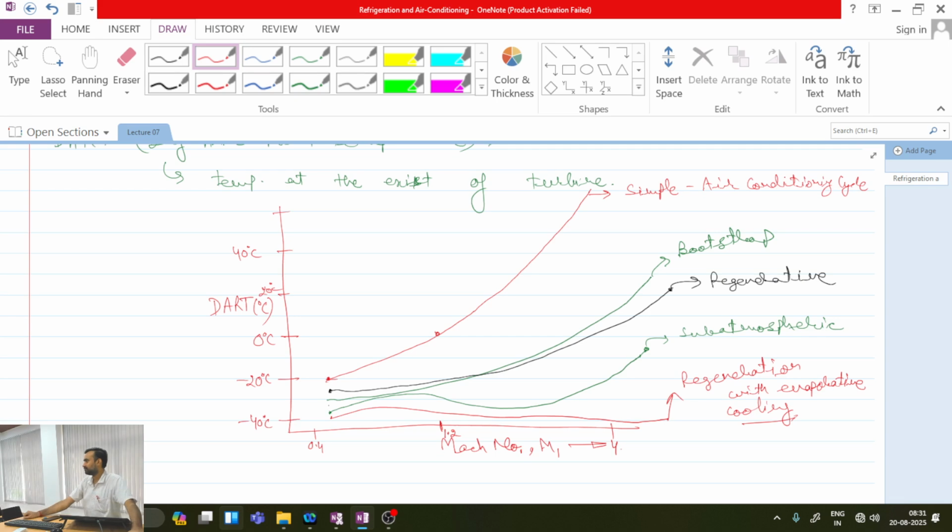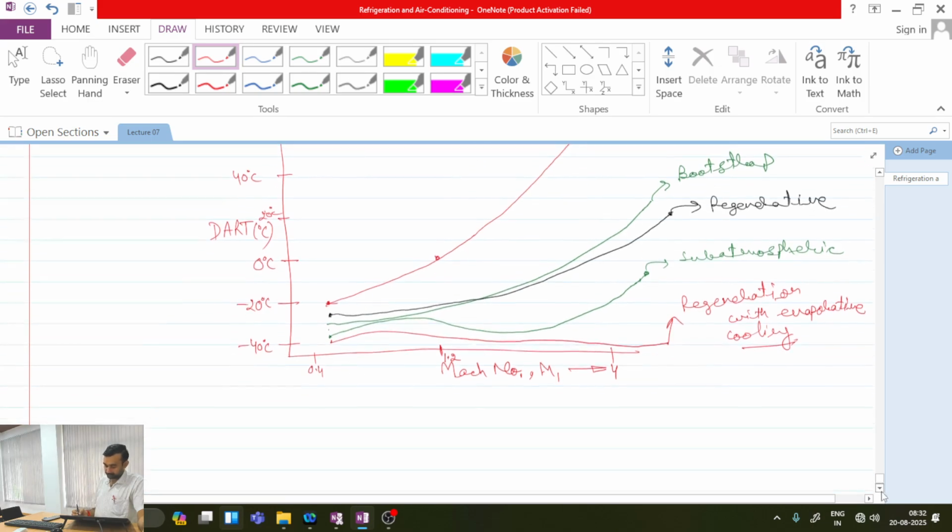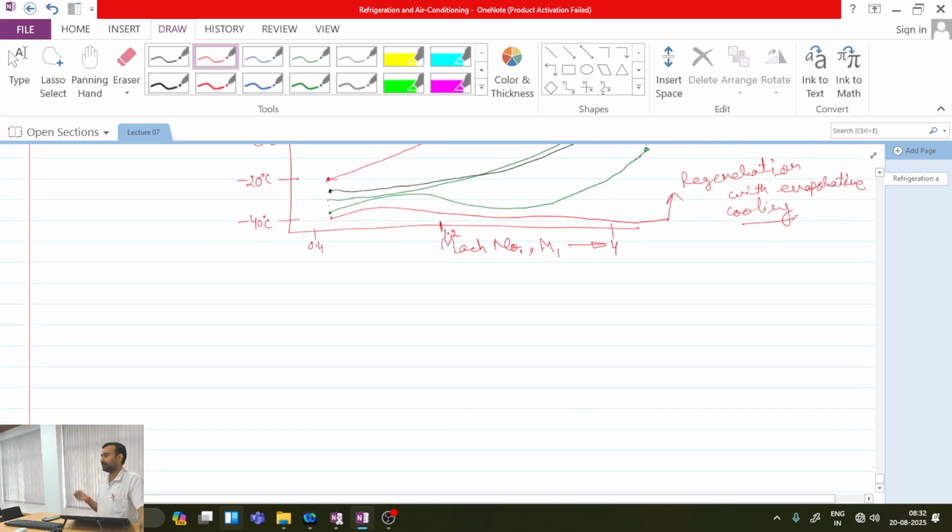Is this one clear? All are clear with this? So this is how you can compare the performance of different aircraft air conditioning cycles. Okay. Now, of course, with this our second unit on air refrigeration cycles or gas refrigeration cycles or air conditioning cycles is actually over.